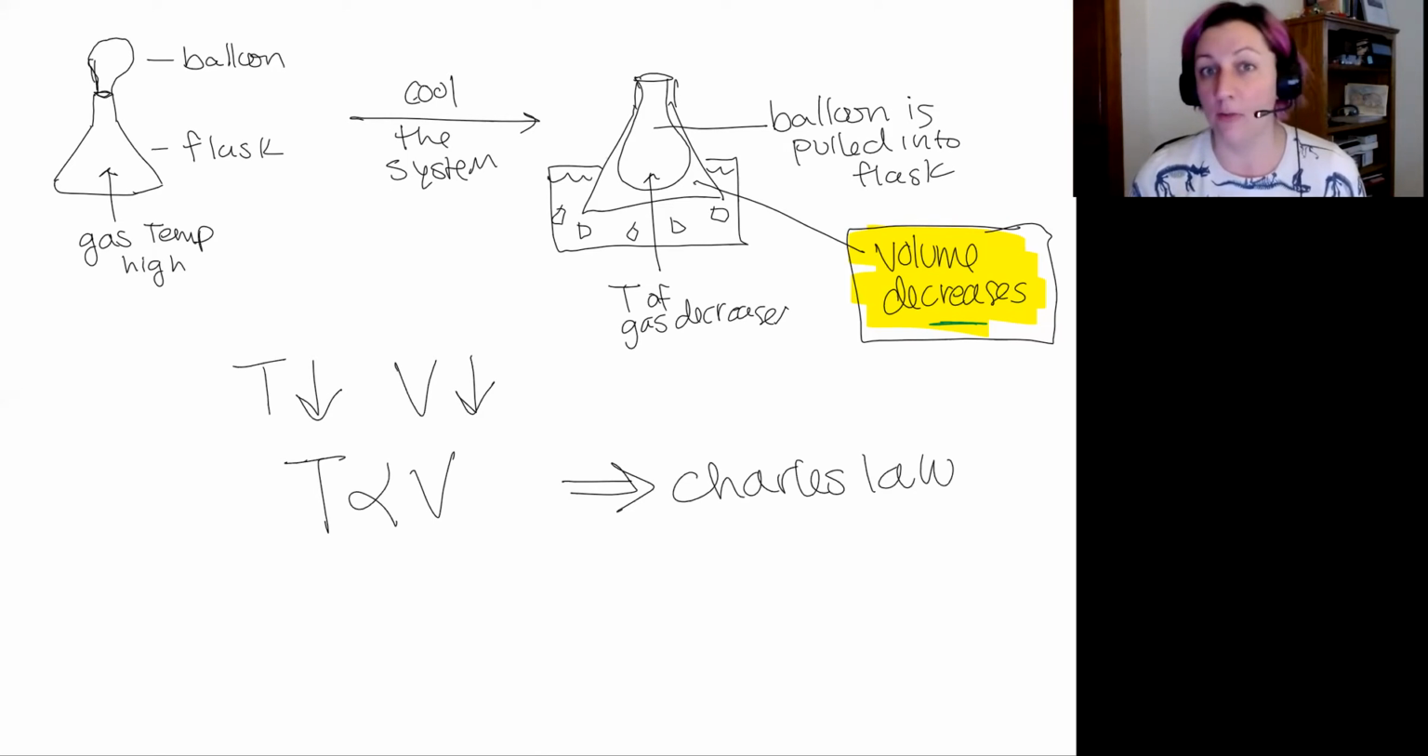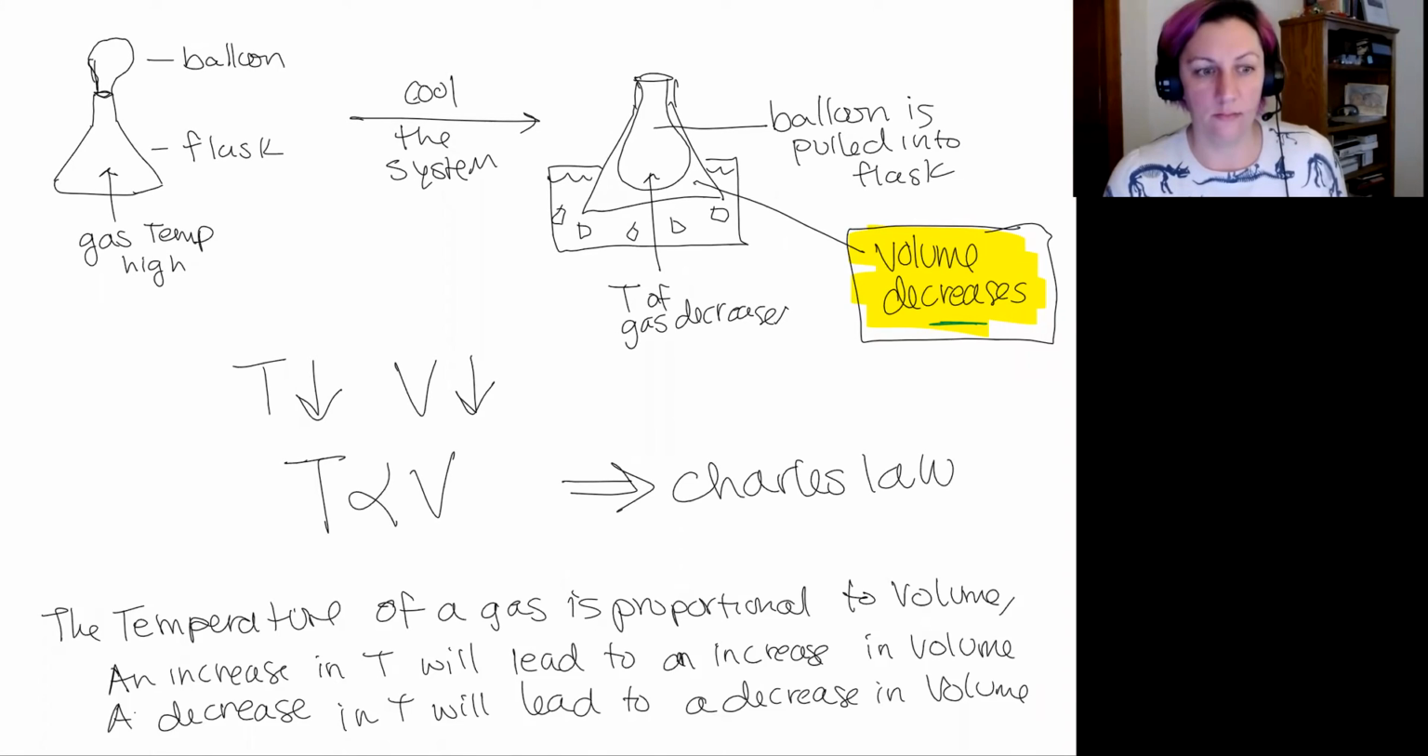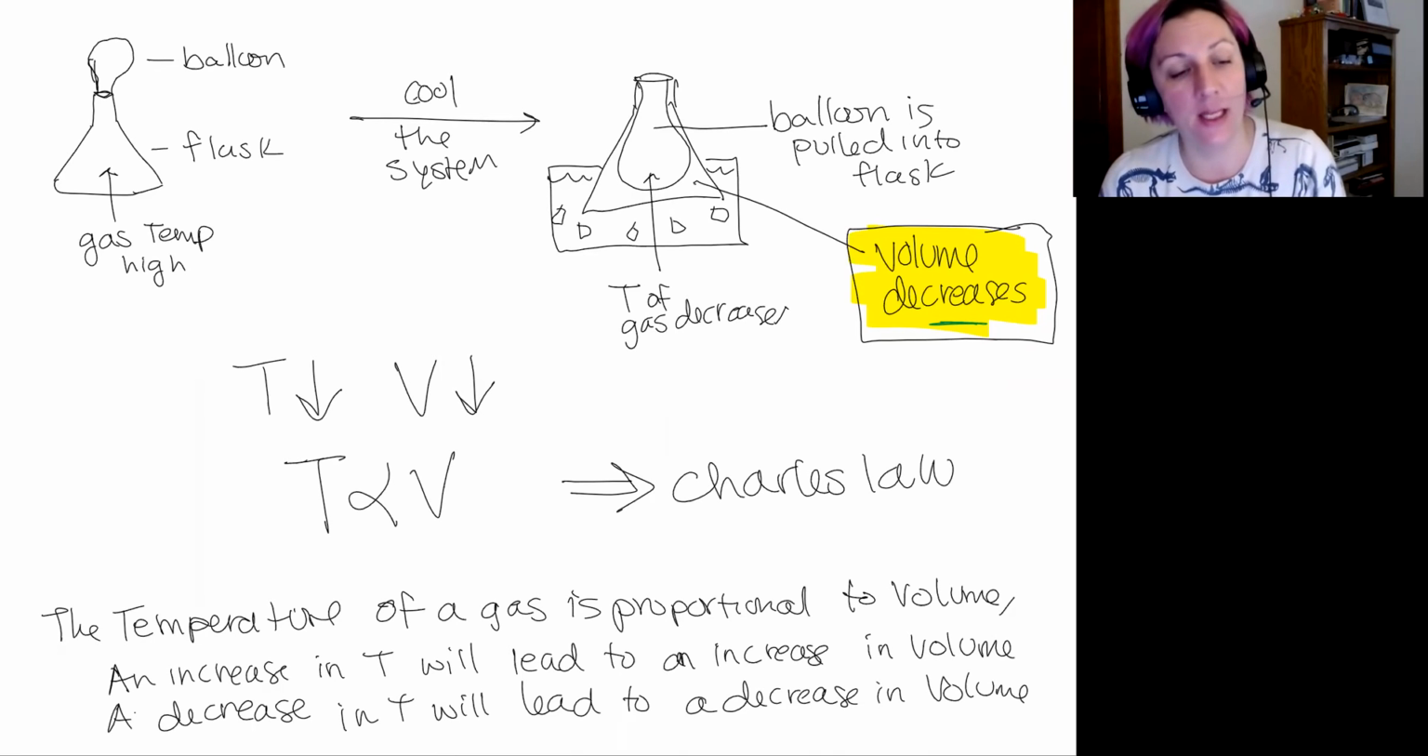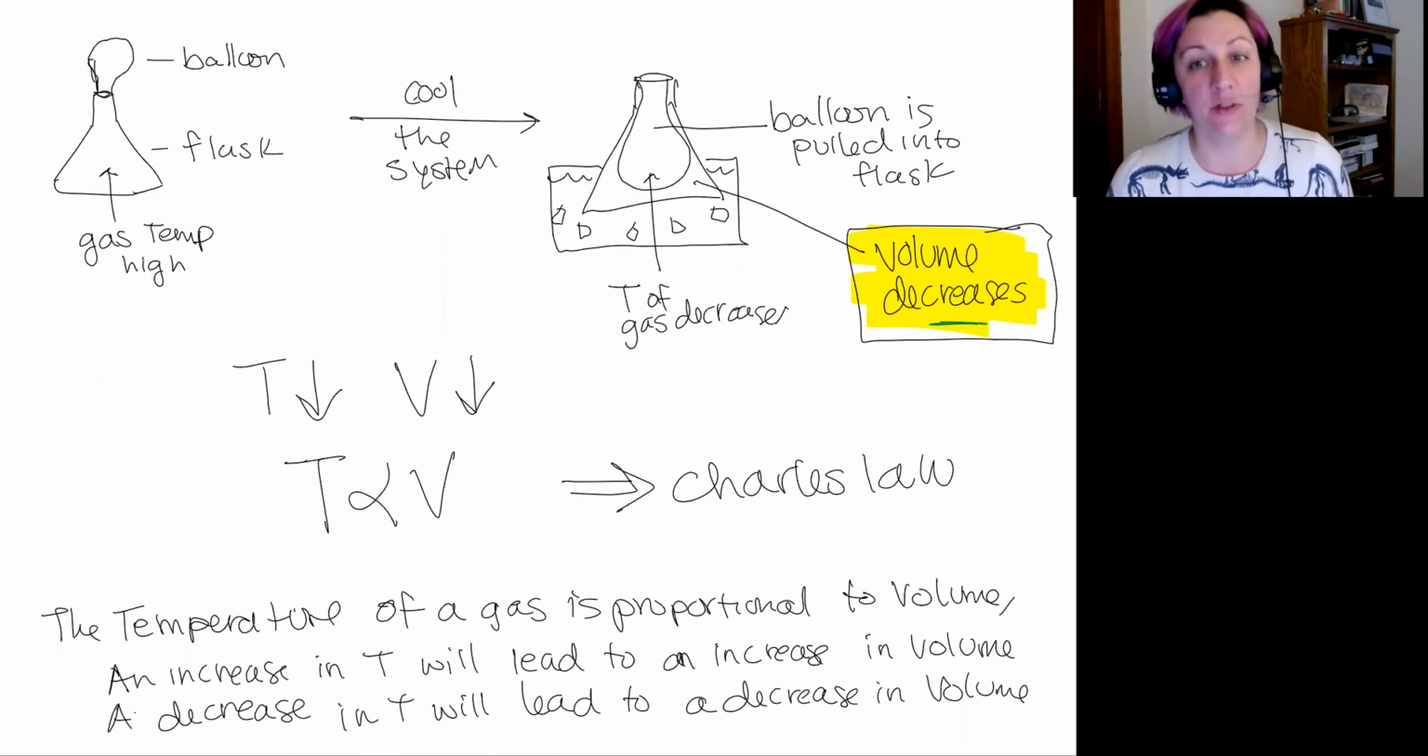Hopefully you wrote a sentence or something to capture this, or maybe you just used variables to do so. But you could say something like, the temperature of the gas is proportional to volume. An increase in that temperature will lead to an increase in volume, and a decrease in temperature will lead to a decrease in volume.